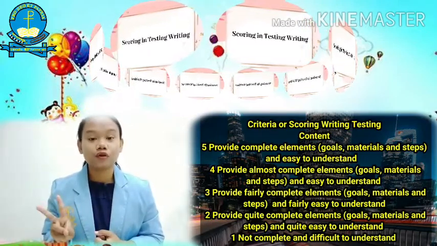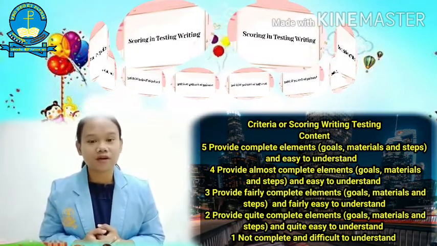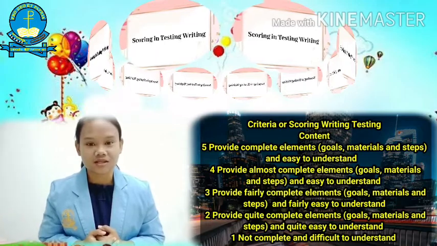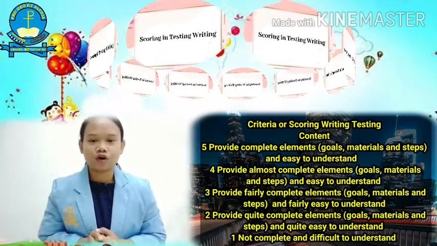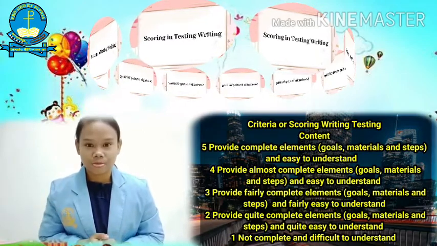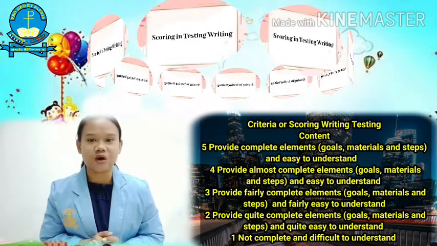For 2 scores, provide quite complete elements and quite easy to understand. For 1 score, not complete and difficult to understand.